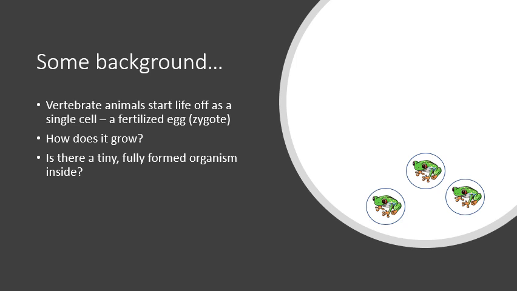So we started off, there was an egg, a sperm fertilized that egg and basically fused together and combined genetic information, and that formed a single cell called a zygote. So how does that single cell grow into a fully formed organism? That was a big question that scientists grappled with for a really, really long time.